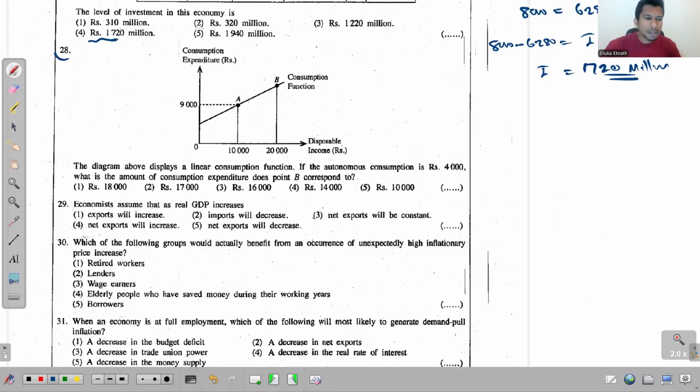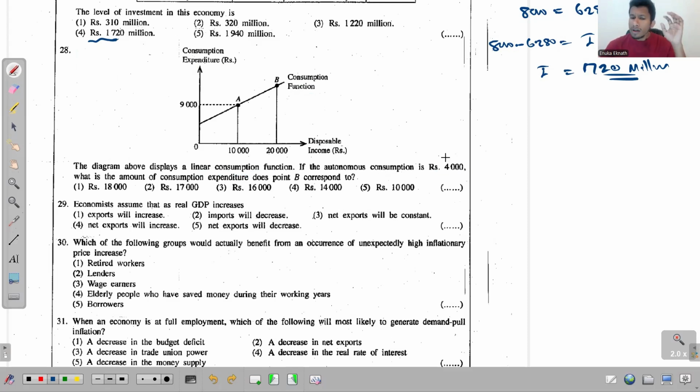Right, now look at this question 28. In question 28, we see that this consumption function is given to us. And on this side, we get the disposable income. Here we get the consumption expenditure. So the question says, the diagram above displays a linear consumption function. If the autonomous consumption is rupees 4,000, what's the amount of consumption expenditure does point B correspond to?